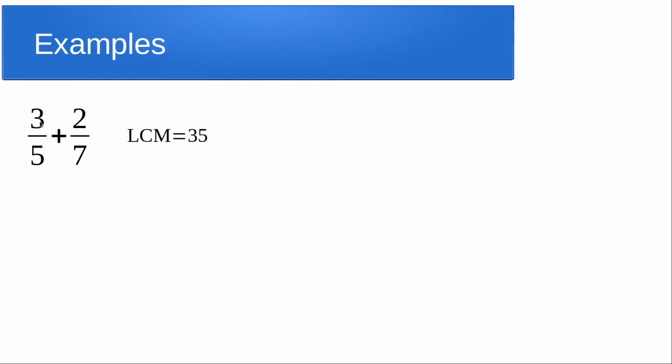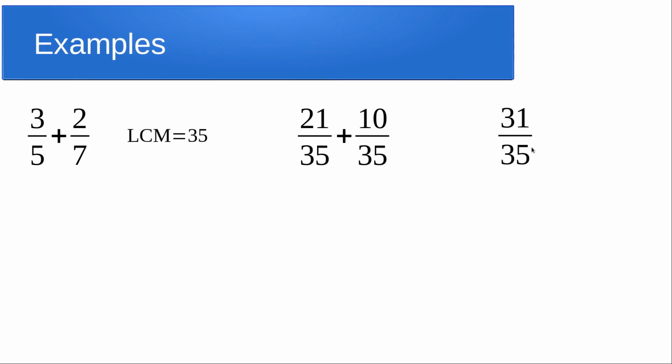So I want to make this fraction have 35 in the bottom, which means I'm going to multiply top and bottom of this one by 7, and that's going to give me 21 over 35. I want 35 on the bottom of this one, which means I'm going to multiply top and bottom of this one by 5, and that's going to give me 10 over 35. They've now got the same denominator, so I can add them together and I get 31 over 35.